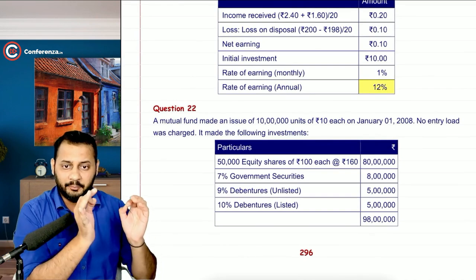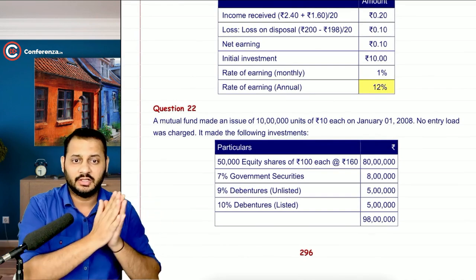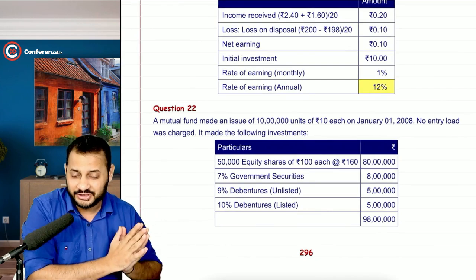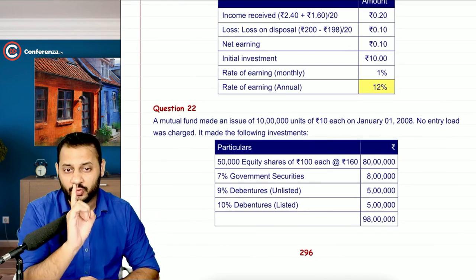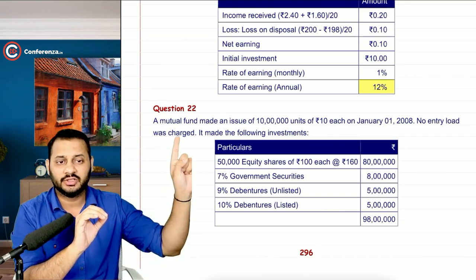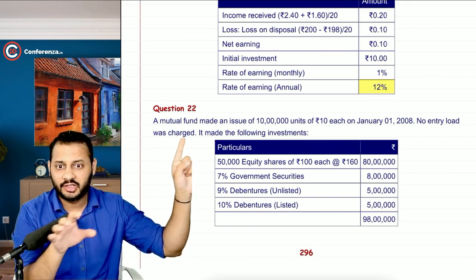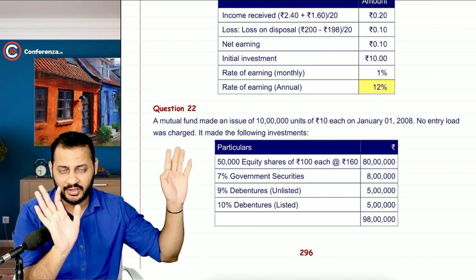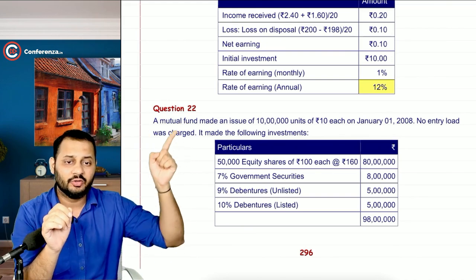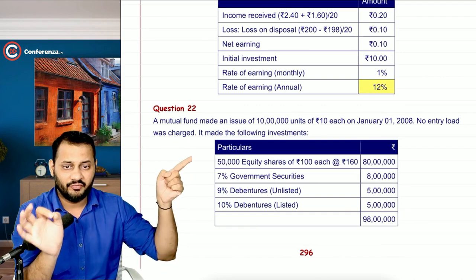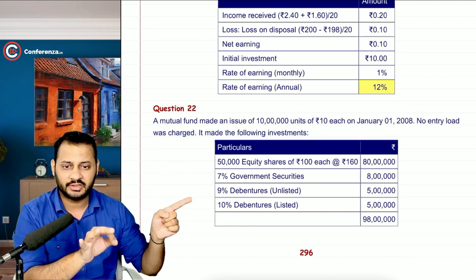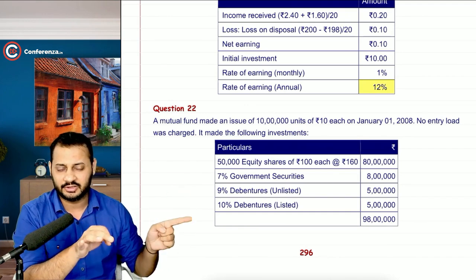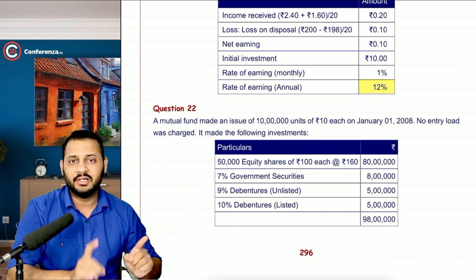A mutual fund made an issue of 10 lakh units of rupees 10 each. That means how much is collected by the mutual fund? 1 crore rupees. On January 1, 2008, no entry load was charged. It made the following investment. With that 1 crore rupees, they made this investment: 50,000 equity shares of rupees 100 each, 7% government securities, 9% debentures, 10% debentures listed, unlisted. And the total investment that they made is 98 lakh rupees.